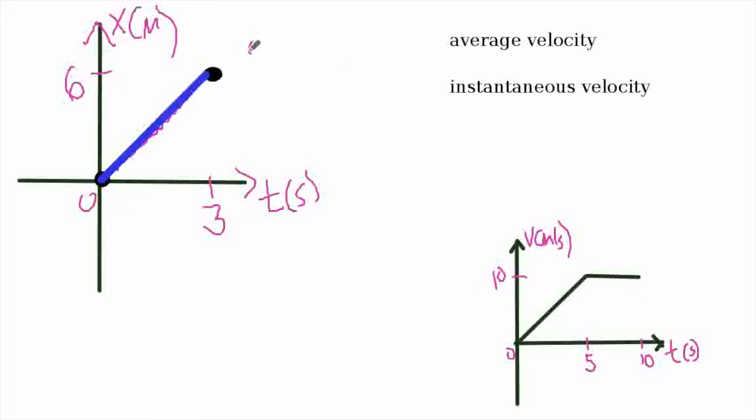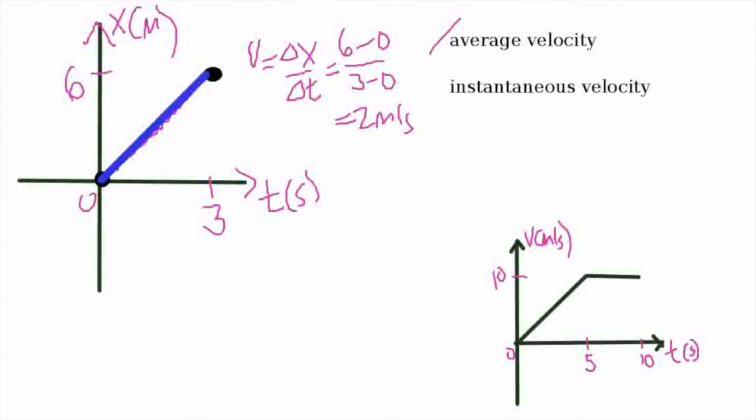So v is delta x over delta t, which is (6 minus 0) over (3 minus 0), so 2 meters per second. Now, when you make a rough approximation and draw a straight line between the beginning and end points, that is an average velocity. You're smoothing out all the rough edges. So that's the average for the whole 3 seconds.